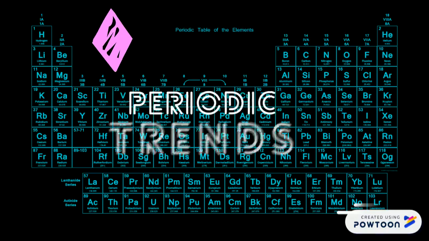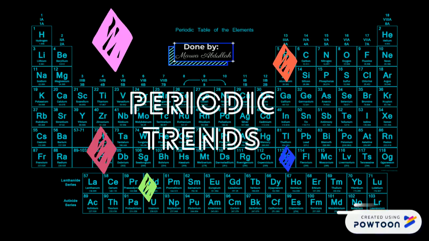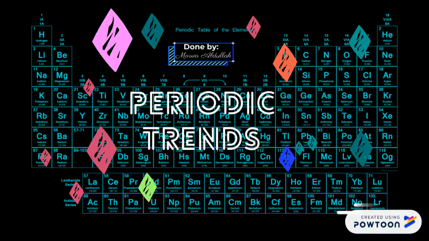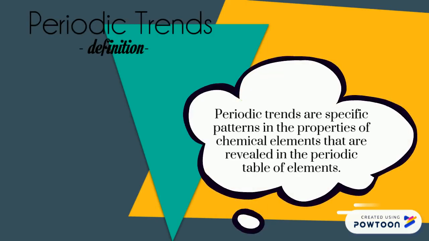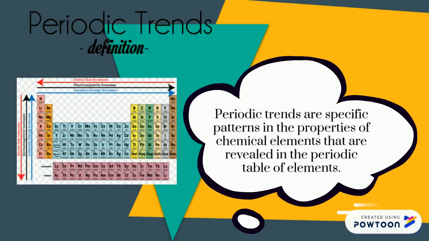Hello, ladies and gentlemen. What are periodic trends and what is their purpose? The periodic trends are specific patterns in the properties of chemical elements that are revealed in the periodic table of elements. The first trend is ionization energy. It's basically the energy needed to remove an electron.